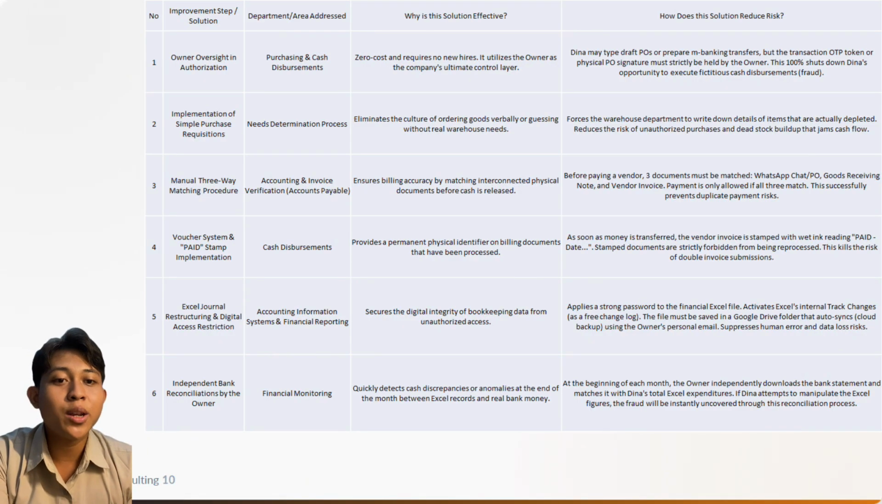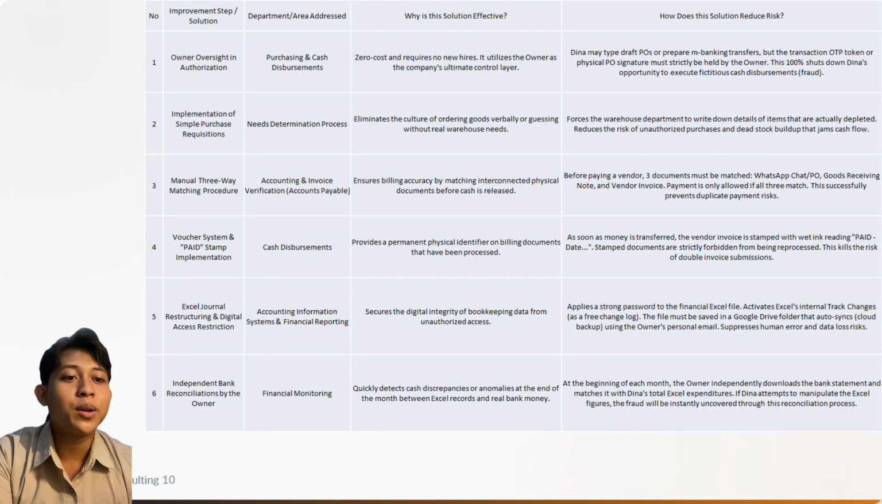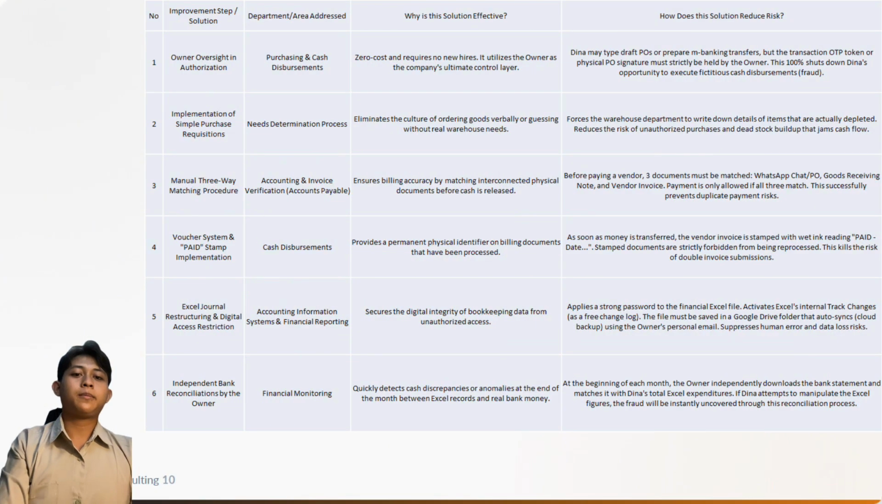And then the third one is a manual three-way matching procedure. Accounting and invoice verification, or accounts payable, should ensure billing accuracy by matching interconnected physical documents before cash is released. How does the solution reduce risk? Before paying a vendor, three documents must be matched: WhatsApp chat or purchase order, goods receiving note, and vendor invoice. Payment is only allowed if all three documents are matched. This successfully prevents duplicate payment risk.